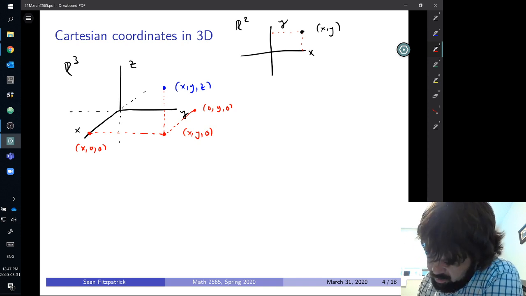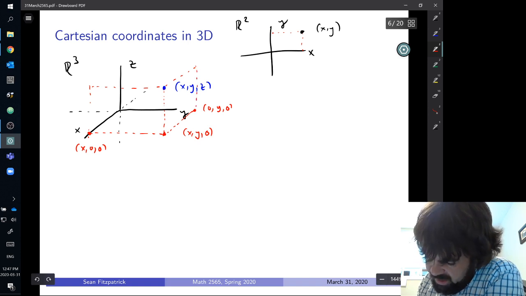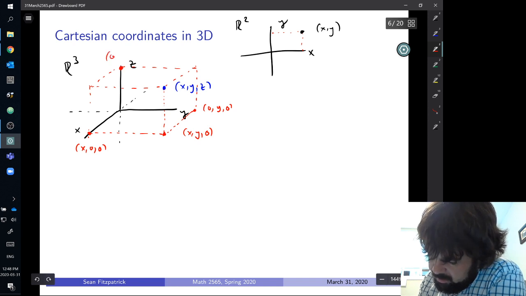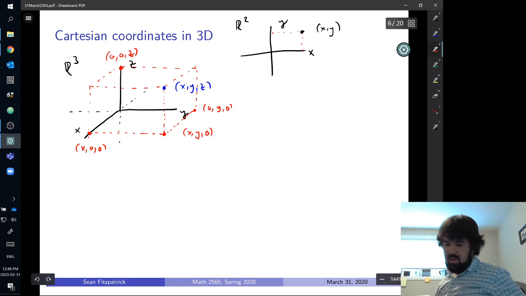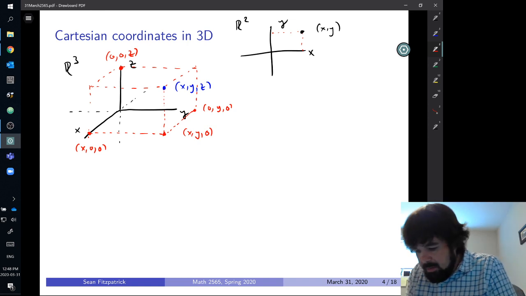And what we do here is we sort of complete a box. Okay, so I'm going to try and draw this in. So again, it's sort of rectangular coordinates, and now we have this rectangular box, right? And this point over here, that would be 0, 0, Z. So that's our three-dimensional coordinate system.